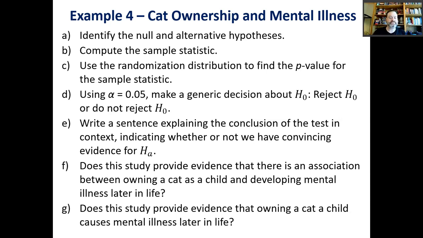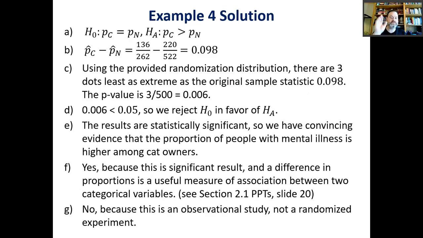Part G. Does this study provide evidence that owning a cat as a child causes mental illness later in life? The answer, of course, to this is no, because even though this study was built to simulate an experiment, it is still not an experiment. There could be confounding variables. So that's what it says.